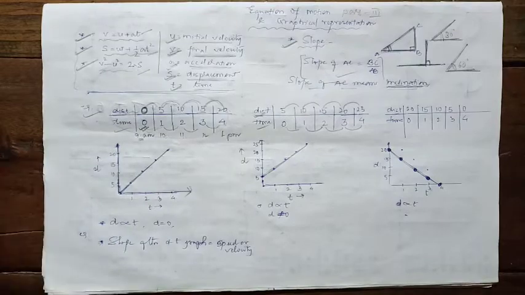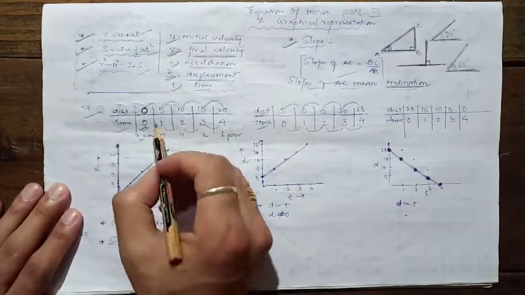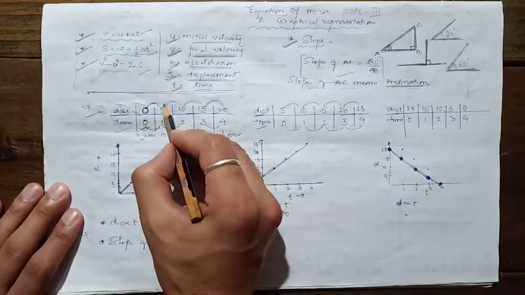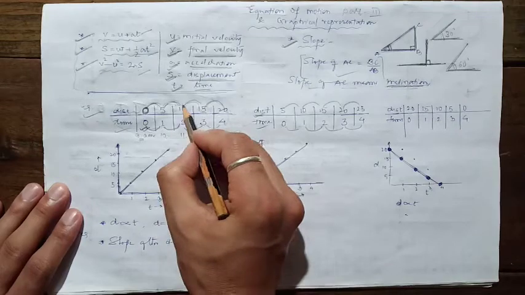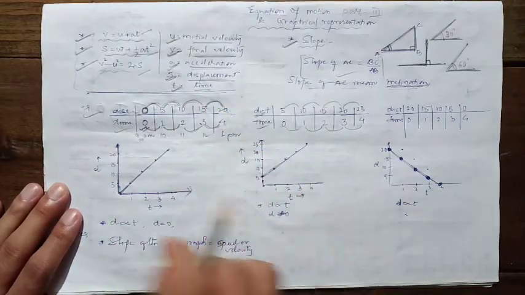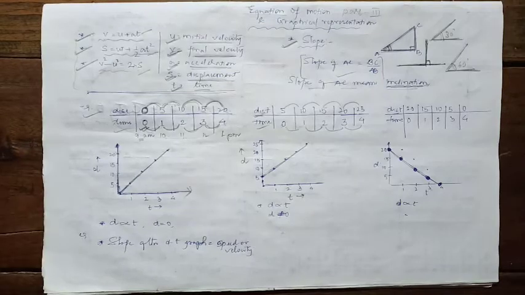So remember, students, if a body moves uniformly, this motion is uniform motion. You can see in the first 1 hour, the distance covered is 5 km. Next 1 hour, the distance covered is 5 km. Next 1 hour, again the distance covered is 5 km. And the next 1 hour, again 5 km. That means every hour, the distance covered is the same. So that's why this motion is uniform motion.